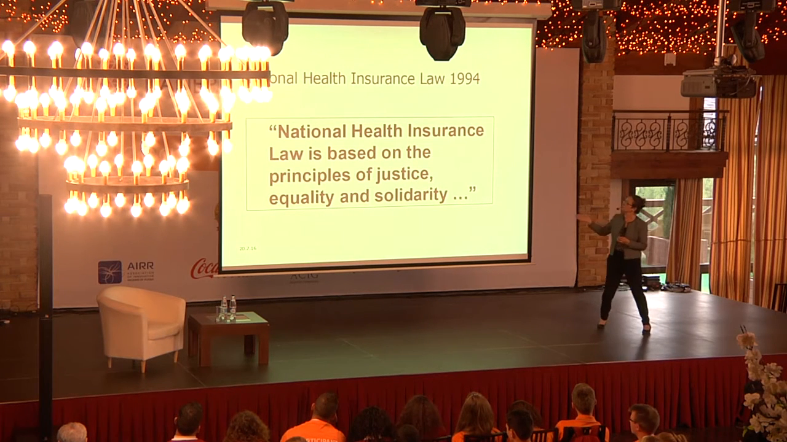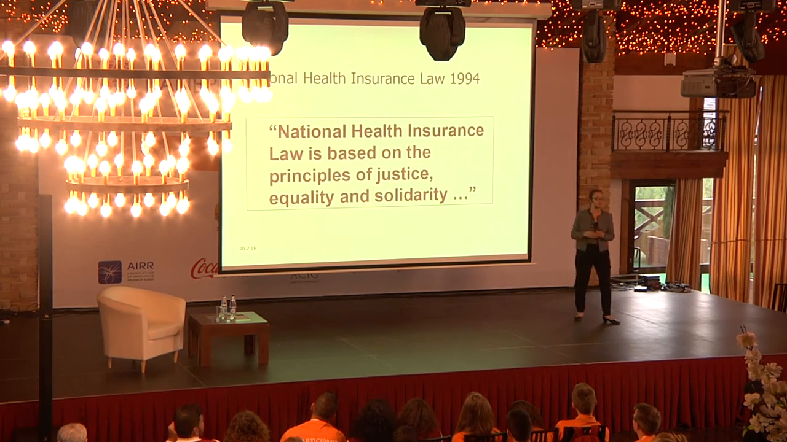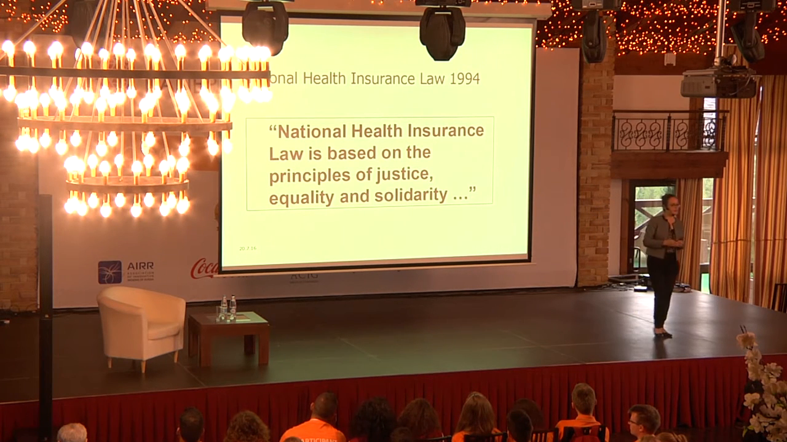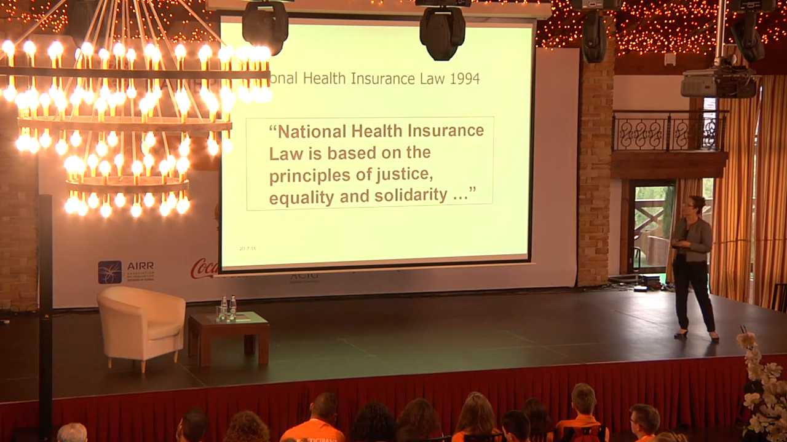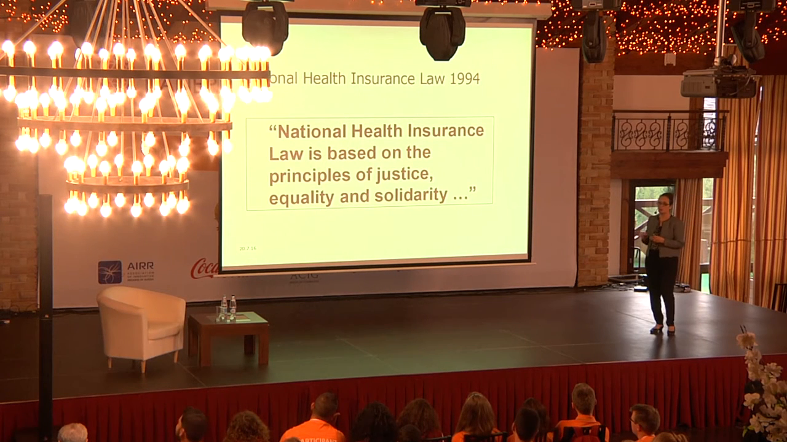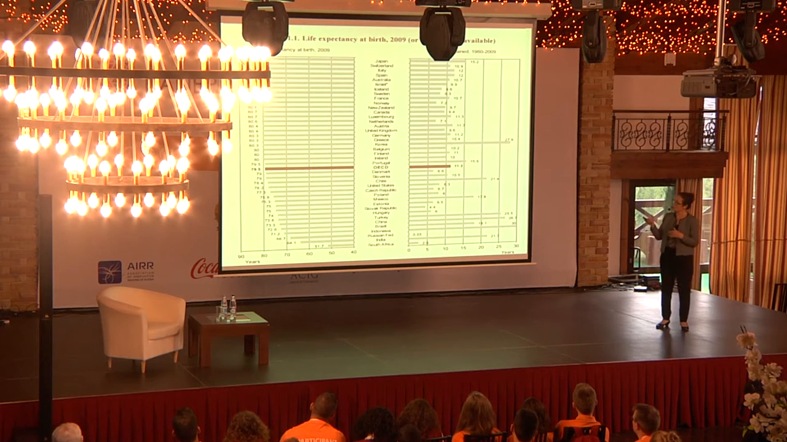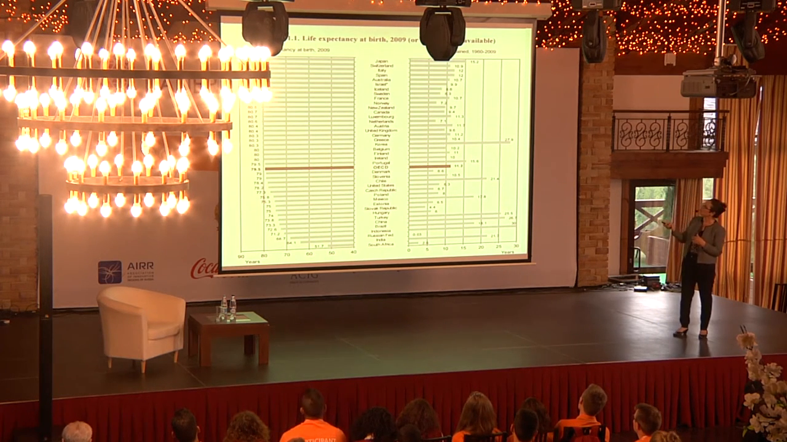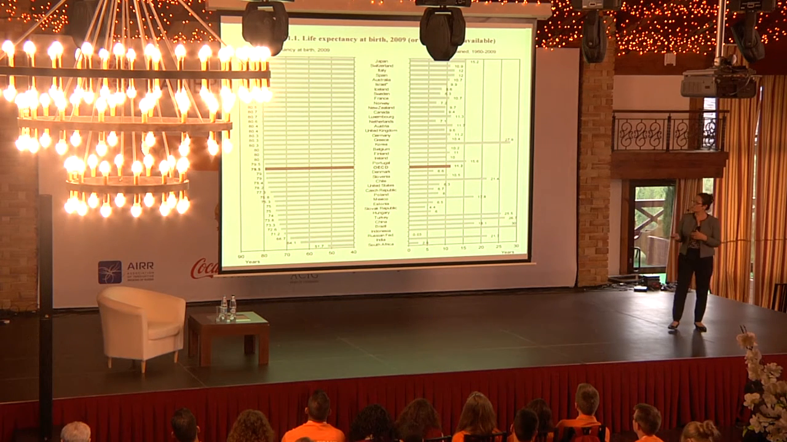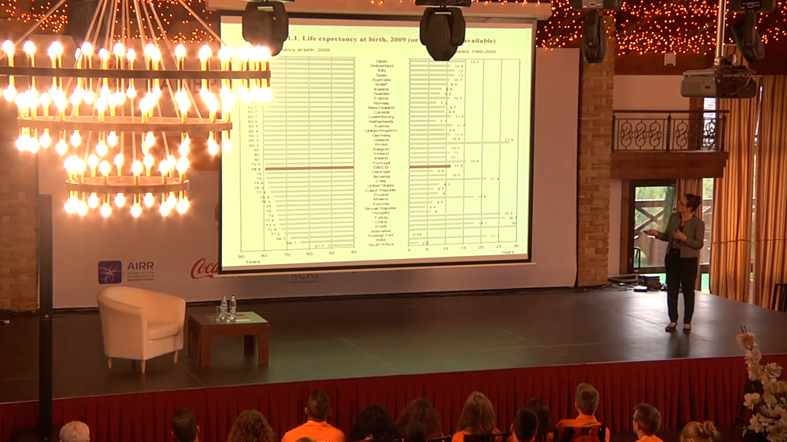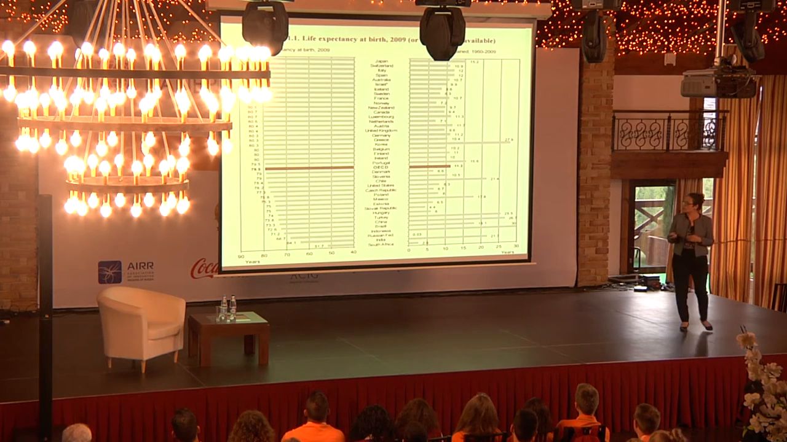In Israel, we now have a national health insurance law, based on which everyone has the right to equal access to healthcare services in the country, and it is based on the principle of justice, equality, and solidarity. However, what we see is that Israel has a high life expectancy, as you can see here. It's one of the five highest life expectancies in the world, much higher than the OECD average, with about 80 years of life expectancy.